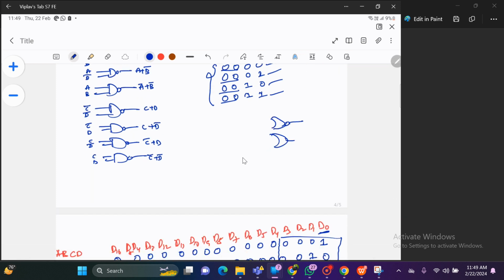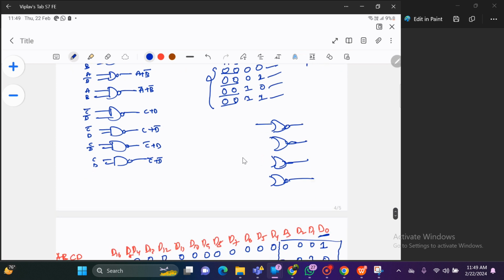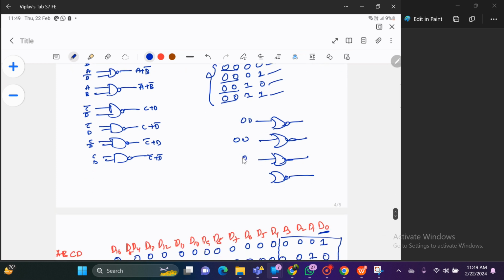1, 2, 3, 4. So A plus B is common, in the sense that it is 0 0, so nothing but 0 itself. So the first 4 NOR gates have one of the inputs as 0.